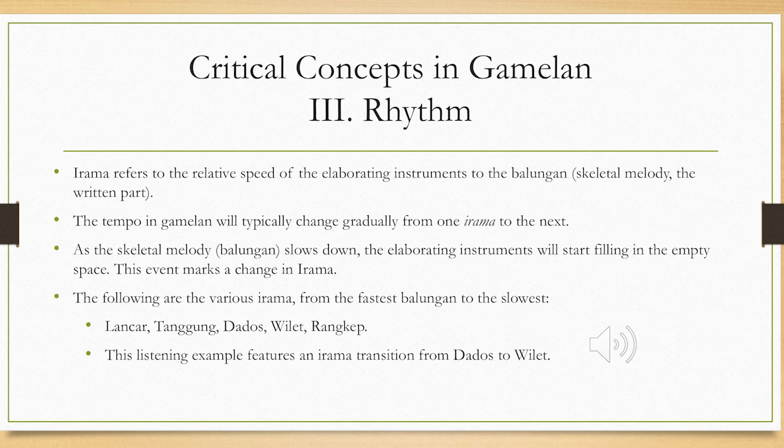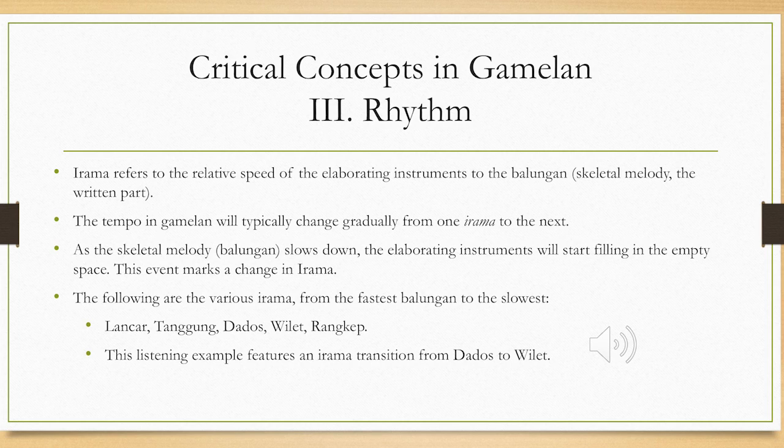So the fastest irama that we have is called irama lancar. Moving a little bit slower, usually it means two elaborating notes for every balungan note, we have irama tanggung. The next level down, we have irama dados. Following that, we have irama wilet. And following that, we have irama rangkep.